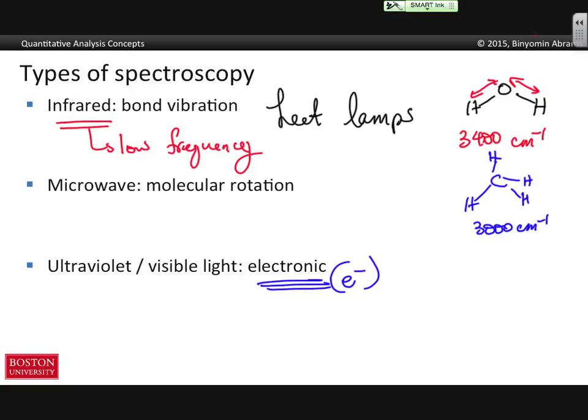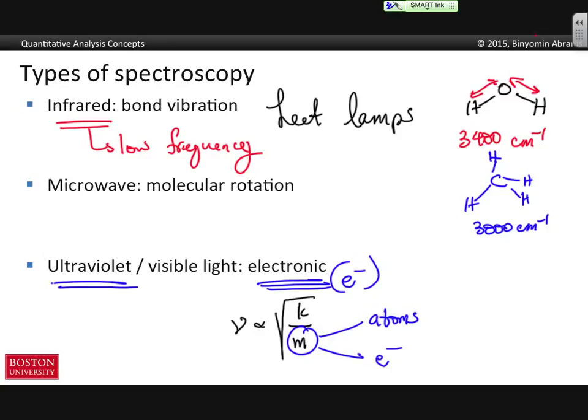Now, just for the sake of fun, we remember from physics the frequency of an oscillation is proportional to the square root of the strength of the bond, or the spring holding two things together, over the reduced mass of that bond or of that spring. So for infrared, we're talking about mass of atoms, and for ultraviolet visible light, we're talking about electrons. Since electrons are much less massive, we should expect that the frequency would be much, much higher. And so we see ultraviolet light is a higher energy and higher frequency light than infrared light.